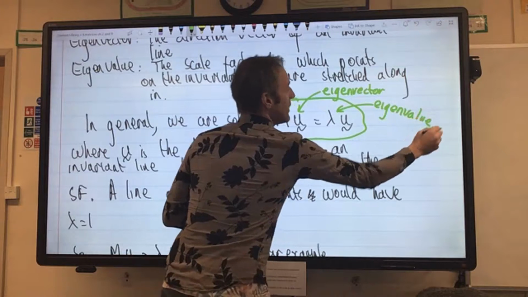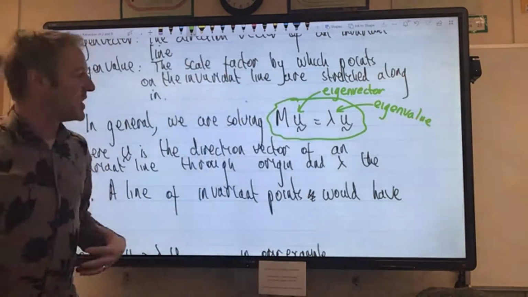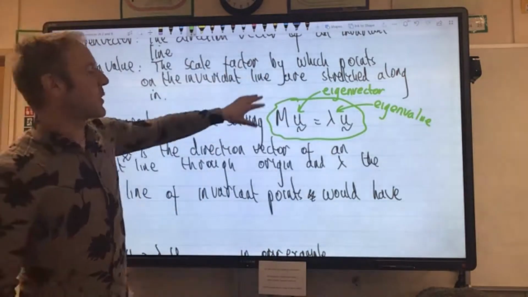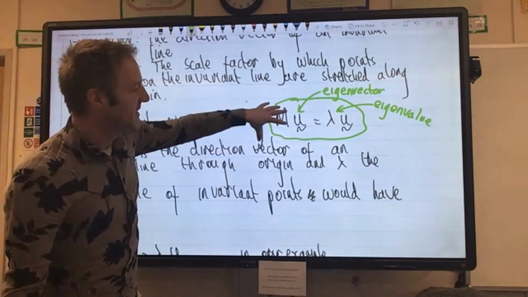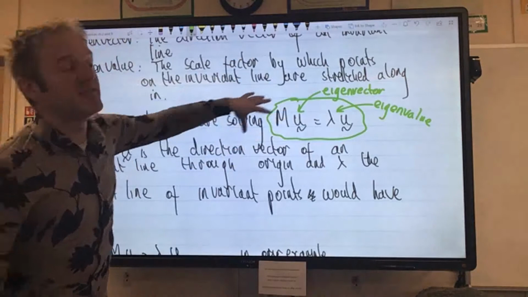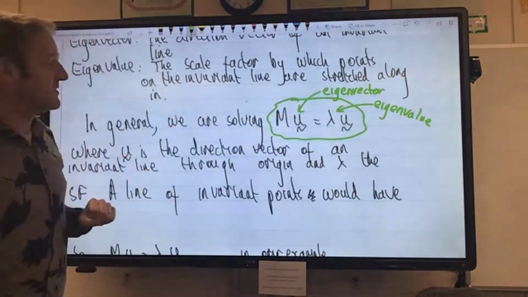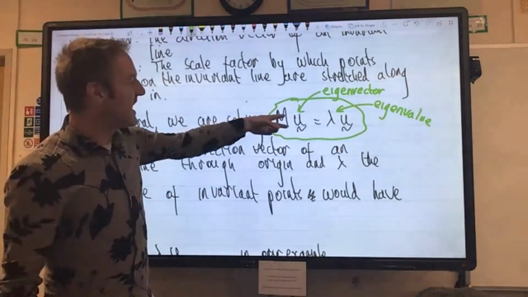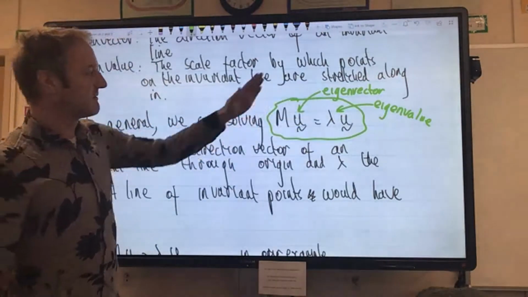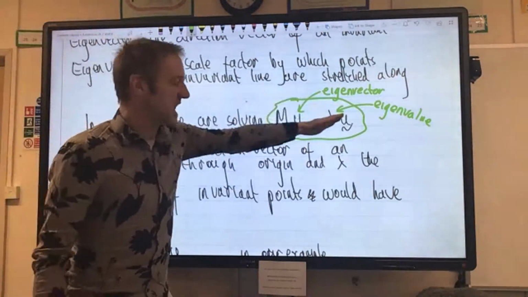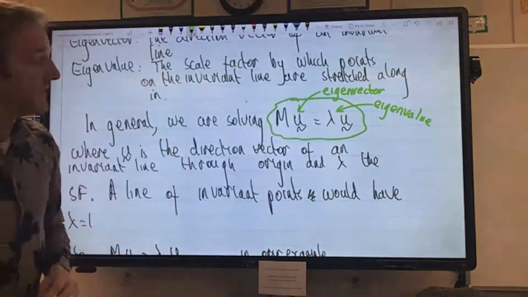But even without knowing the words eigenvector and eigenvalue, I expect you to be able to see that this is the equation you would solve if you wanted to find what vector is invariant under that transformation. What vector gives you an invariant line? It means the direction vector through the origin hasn't changed, it's just been stretched.